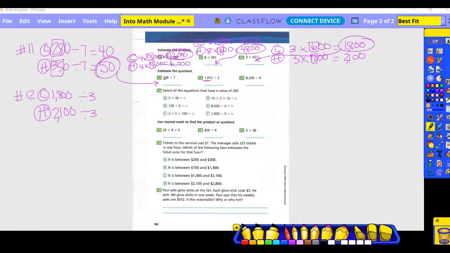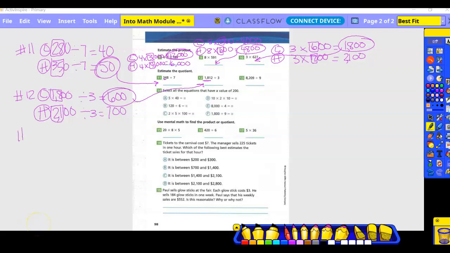So 2,100. So I'm going to put 18 in a box. What is 18 divided by 3? 6, and add 2 zeros. Put 21 in a box. What is 21 divided by 3? 7, and then add 2 zeros. Now, which one is closer, 1,800 or 2,100 to 1,812? 1,800. So 600 is going to be my estimate for number 12.